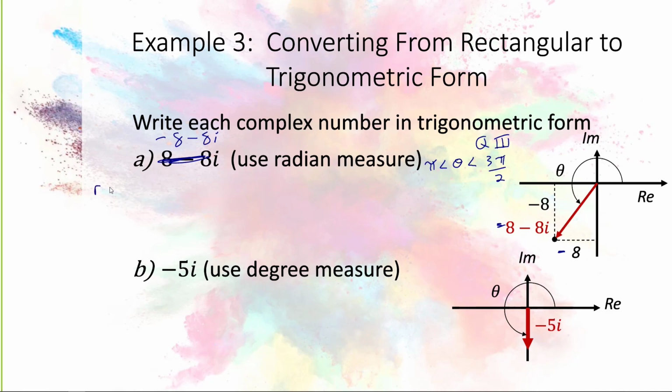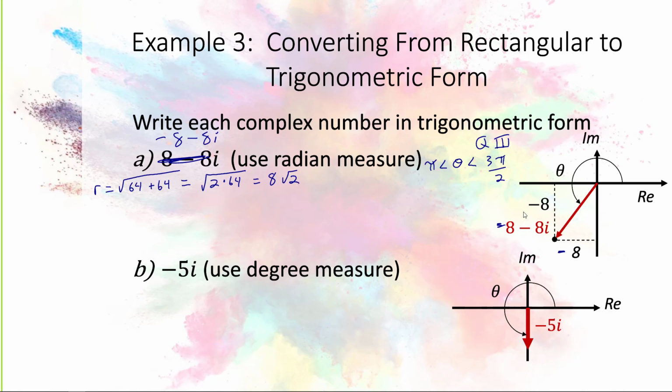Well, r is going to be the square root of negative 8 squared, which is 64, plus negative 8 squared, which is 64, which is equal to the square root of 128. You could write it that way, but you probably don't want to, because you can also write this as the square root of 64 times 2. Well, the square root of 64 is 8. Square root of 2 is the square root of 2. There you go. You're done.